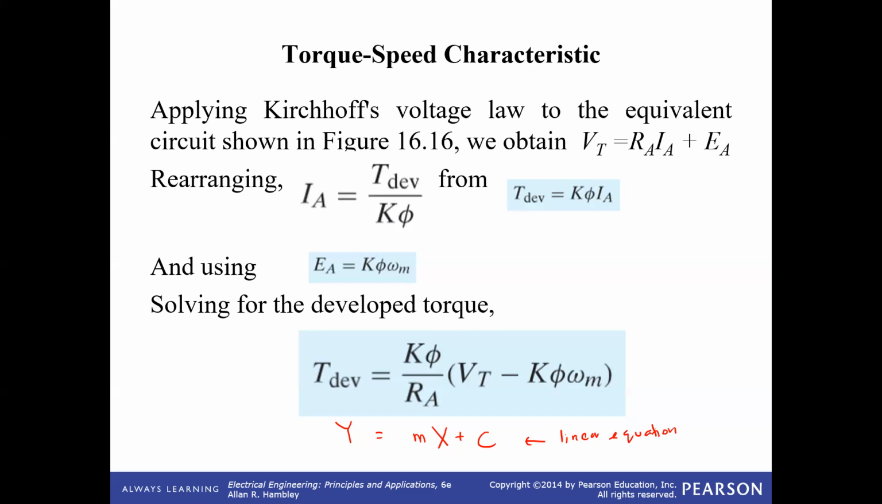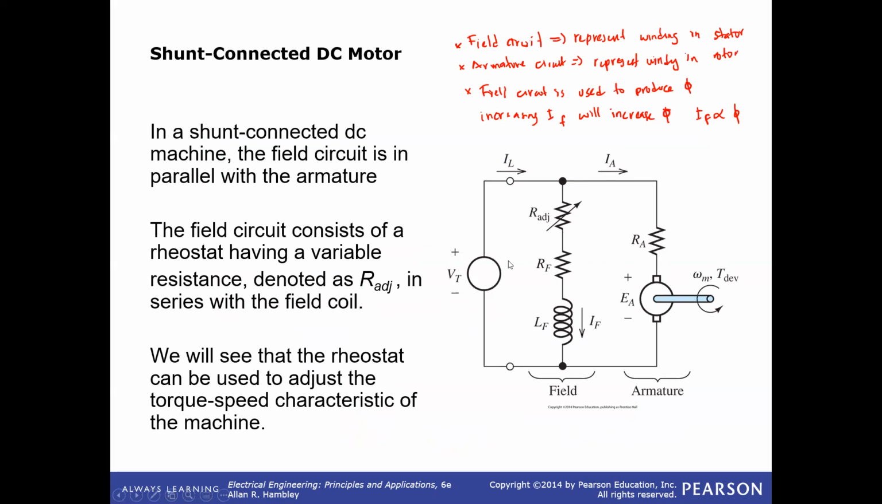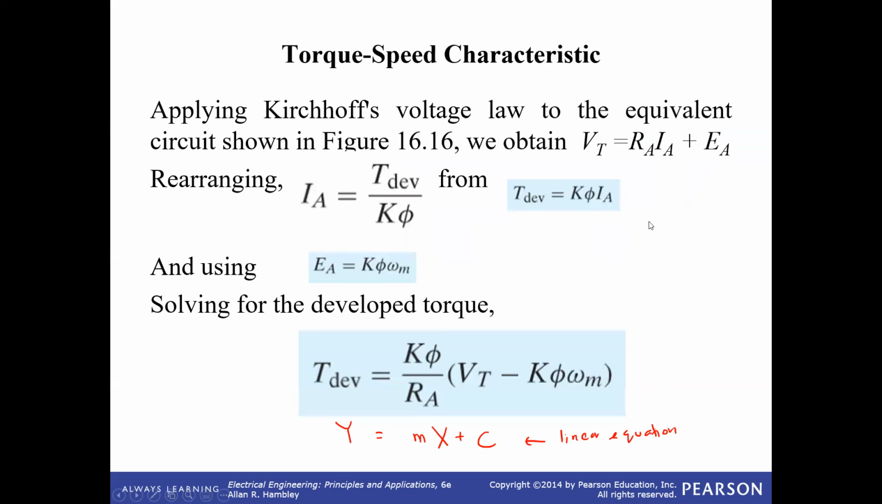To obtain the torque speed characteristic, you can start from the armature circuit itself. Applying Kirchhoff voltage law to the equivalent circuit shown in figure 16.16, which is the shunt DC motor, we can obtain that the terminal voltage, which is this VT here, is equal to the voltage drop across the armature resistance plus the back EMF.